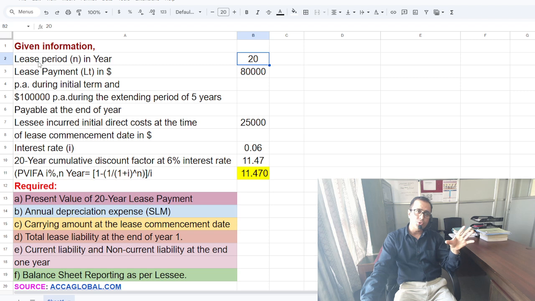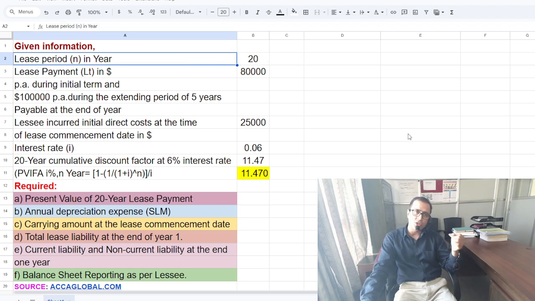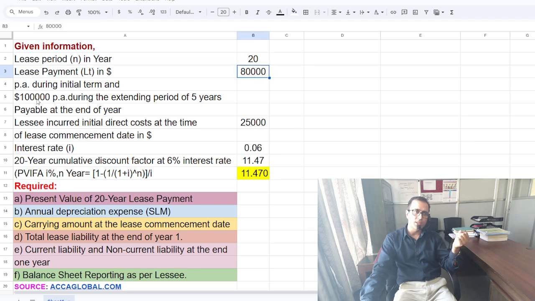As you know, a lease could be an operating lease or a financial lease, but particularly this is the case of a financial lease, which is long term in nature, while an operating lease is short term in nature. This is about your financial lease, or capital lease. The lease period is 20 years, while the lease payment is $80,000 during the initial term, and 1 lakh per year during the extension period of 5 years, payable at the end of the year. That means after the first 20 years, the lessor would charge 1 lakh per annum as lease payment.